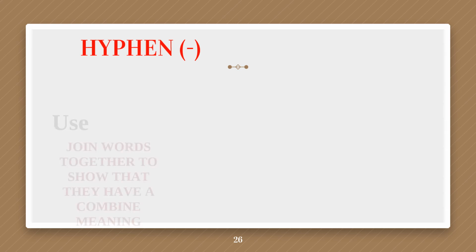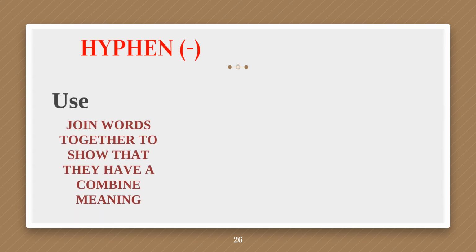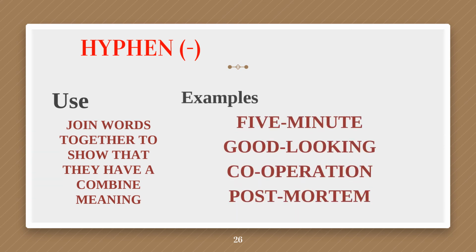The next one is hyphen. Why do we use hyphen? We use hyphen to join words together to show that they have a combined meaning. For example, 5-minutes, you can see here the hyphen sign. Good-looking, co-operation, post-mortem. We have used hyphen to combine these words, like 5 and minute, like good and looking, etc.